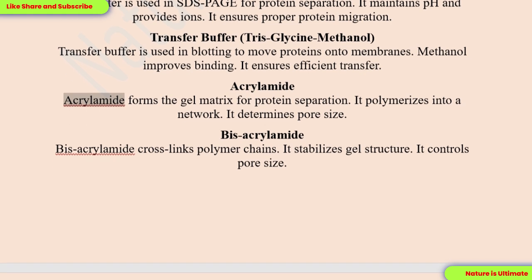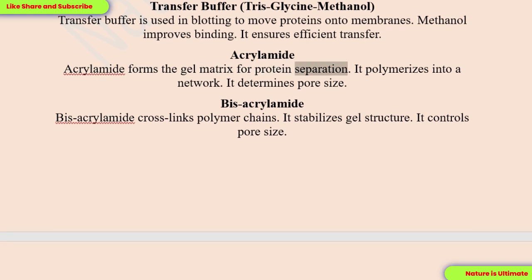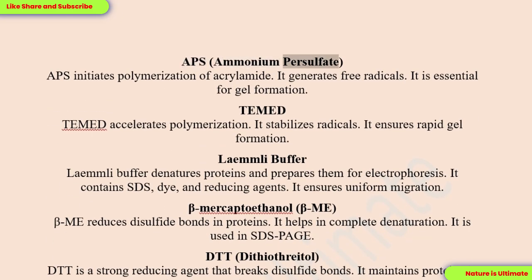Acrylamide. Acrylamide forms the gel matrix for protein separation. It polymerizes into a network. It determines pore size. Bisacrylamide. Bisacrylamide cross-links polymer chains. It stabilizes gel structure. It controls pore size. APS, ammonium persulfate.